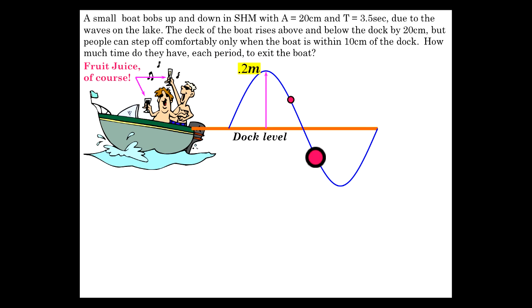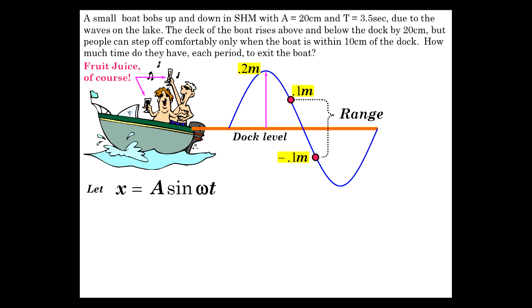So here's a good sinusoidal representation of that position, where you have 0.2, minus 0.2. So at half the amplitude, during this range of positions, they can safely step off. And the question is, what is the time interval between those two positions? That's it. So it actually is going to turn out to be a quite easy problem when we use the basic principles that we've just recently learned.